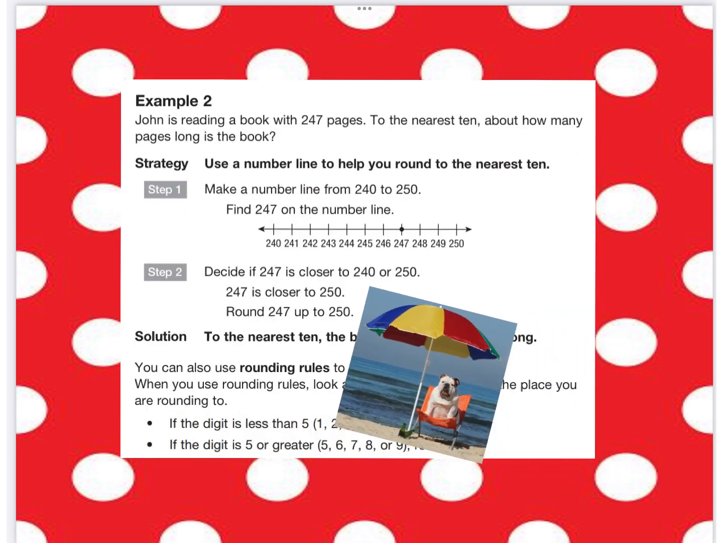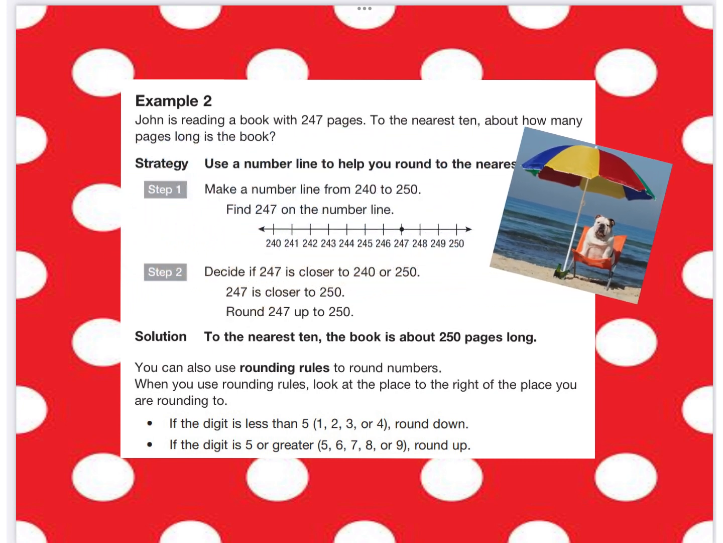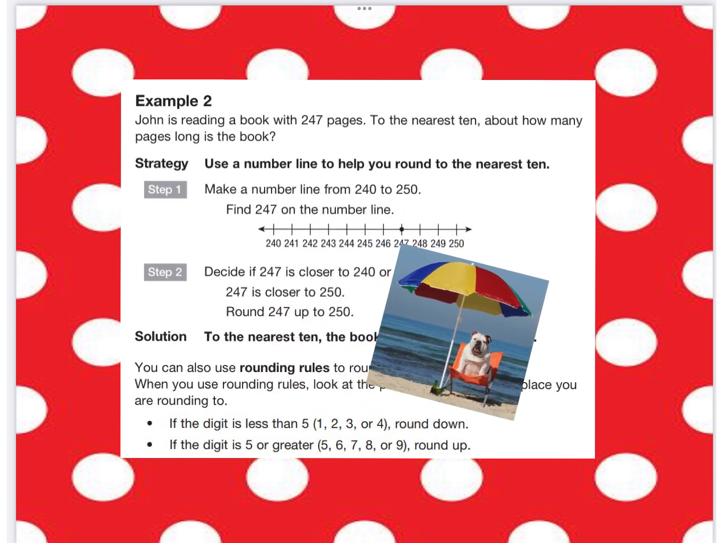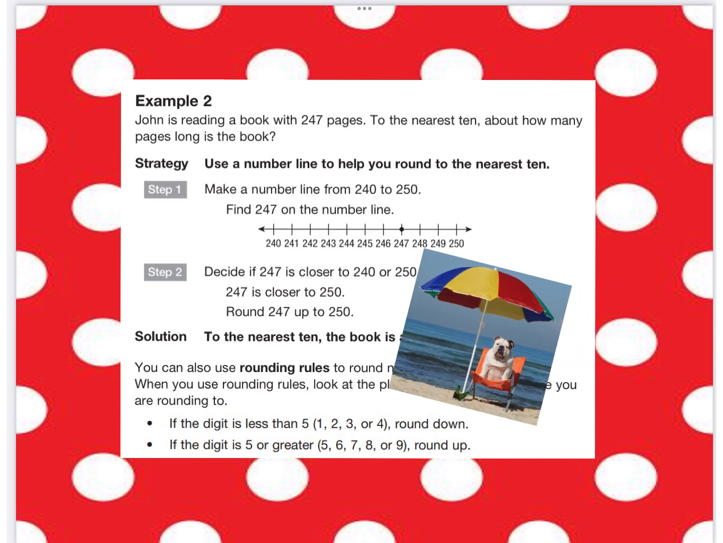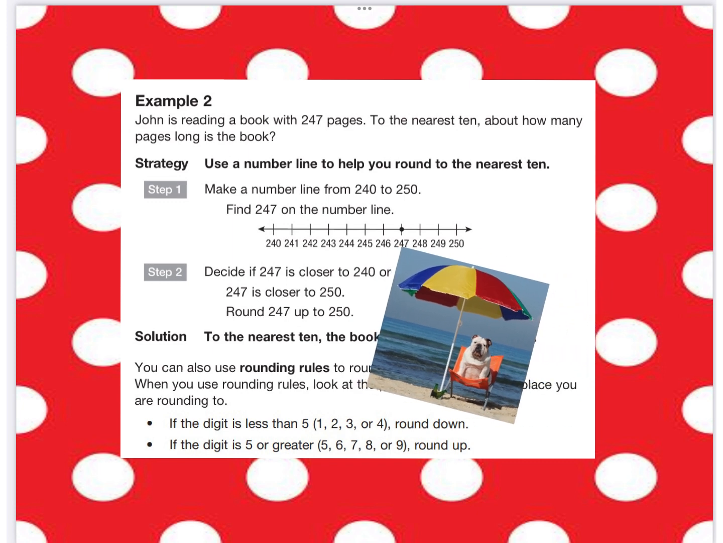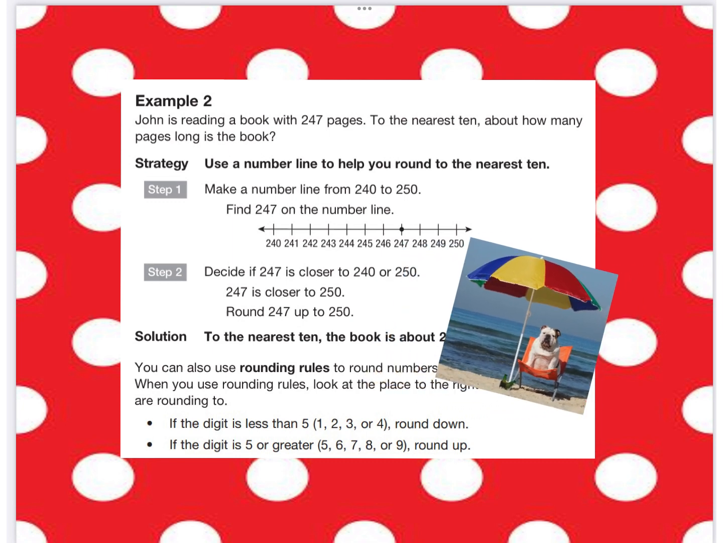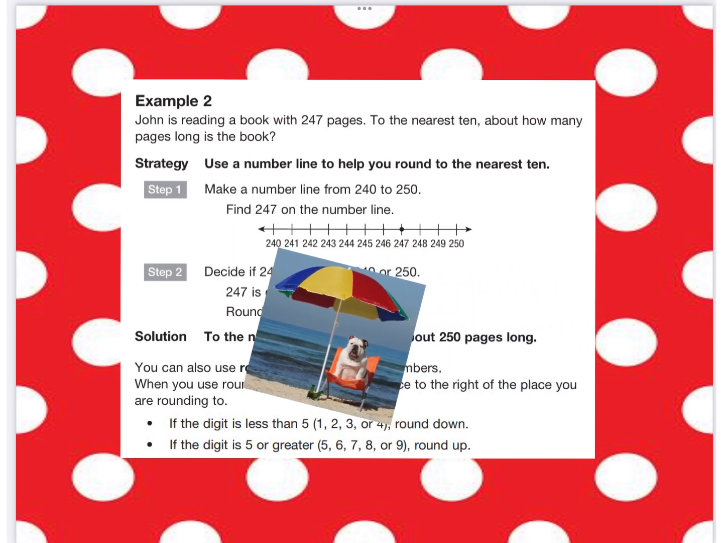Here's another real-world example. John is reading a book with 247 pages. To the nearest 10, about how many pages long is the book? So I know 247 is between 240 and 250. So I'm going to underline that 10th digit again, that 4, and I'm going to look next door. Okay, and that 7 tells us to round up to 250. And as you can see on the number line, 247 is closer to 250 than 240.